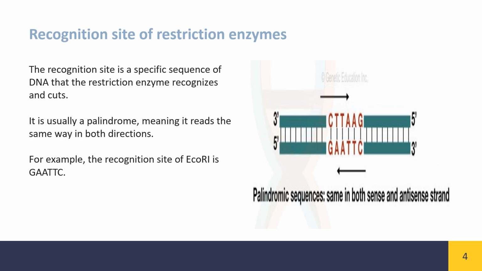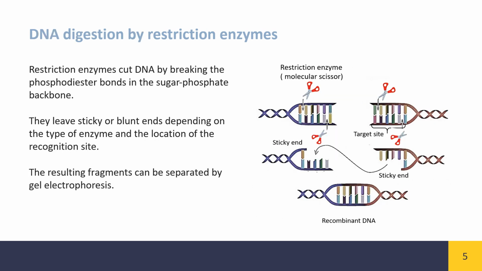So, as we have already discussed, the restriction enzyme recognizes the DNA at a particular site, which is called the recognition site. At that site, the restriction enzyme cuts the DNA into fragments. Restriction enzymes cut DNA by breaking the phosphoester bonds in the sugar phosphate backbone. They leave sticky or blunt ends depending on the type of enzyme and the location of the recognition site, and the resulting fragments can be separated by agarose gel electrophoresis.